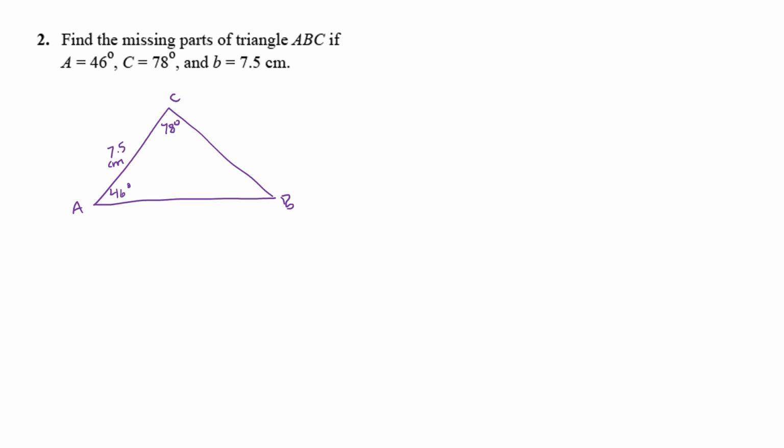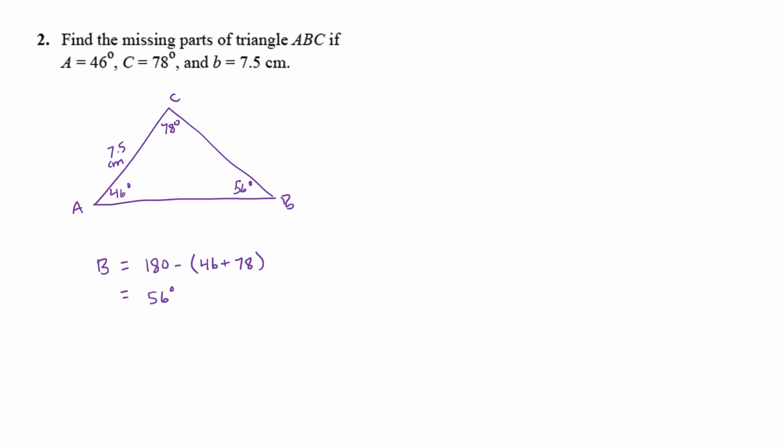So in this problem, we are given two angle measures, which means we can find the angle measure of the third angle, B. So B will be equal to 180 degrees minus the sum of the other two angles. So that would be 46 plus 78. So that would be 56 degrees. So let's plug that in.